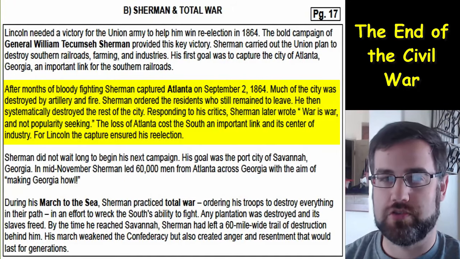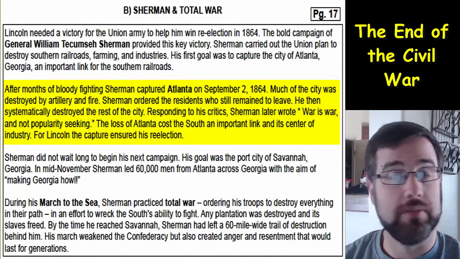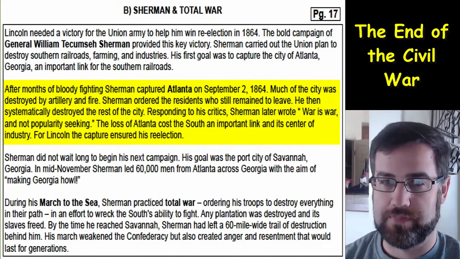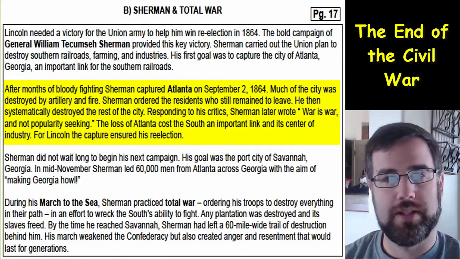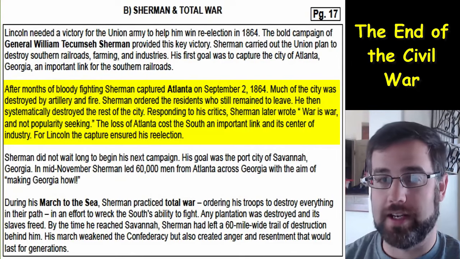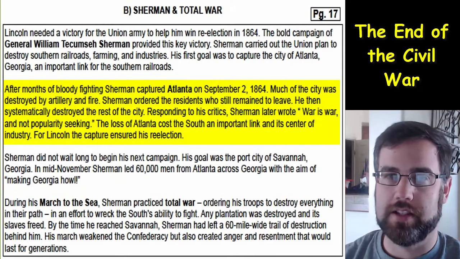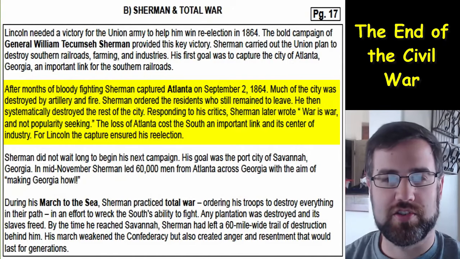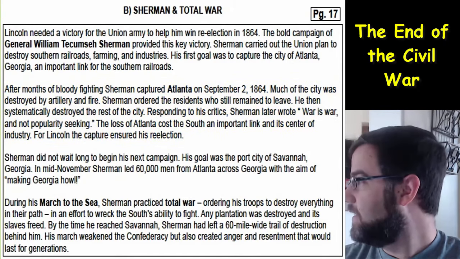Much of the city was destroyed by artillery and fire. Sherman ordered the residents who still remained to leave. He then systematically destroyed the rest of the city. Responding to his critics, Sherman later wrote, "War is war and not popularity seeking." The loss of Atlanta cost the South an important link and its center of industry. For Lincoln, the capture ensured his re-election.